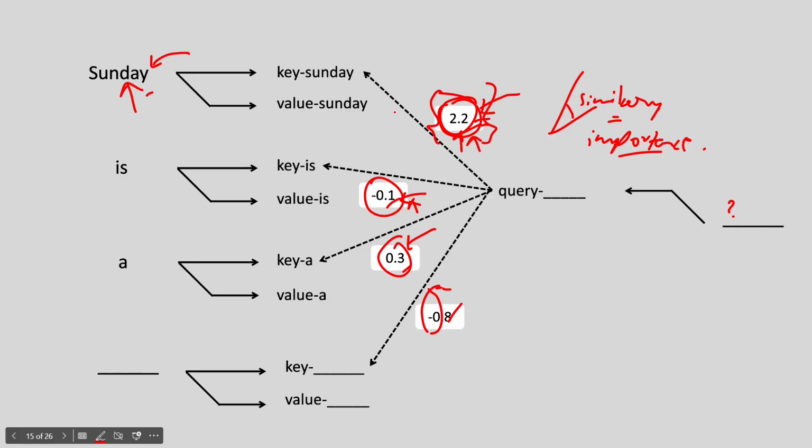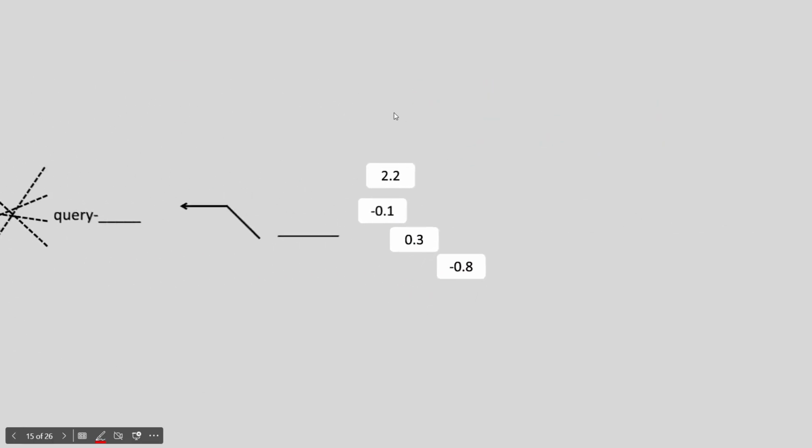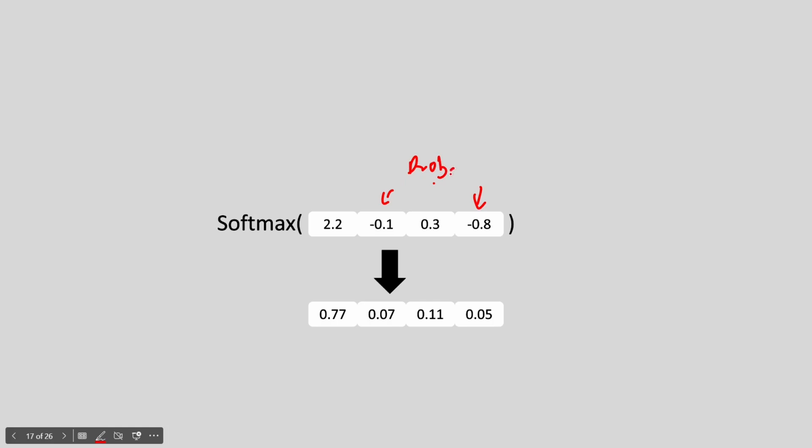Now what we do is simply take all of these scores and put them in a line, and then you put a softmax on it. Why? Because these are negative numbers over here, they cannot be interpreted as a probability. What are the two things that we need to satisfy for probability? Two conditions for being a probability. Number one, the summation should be equal to 1, and number two, all of them should be greater than or equal to 0.